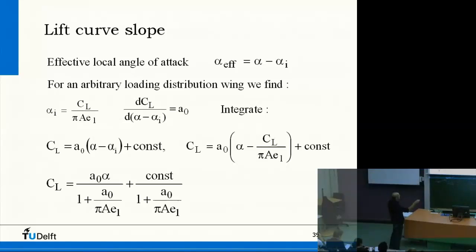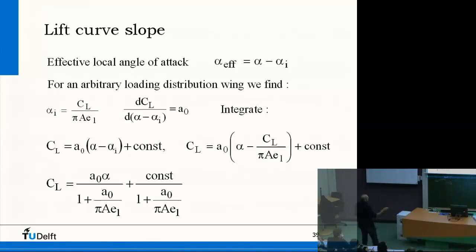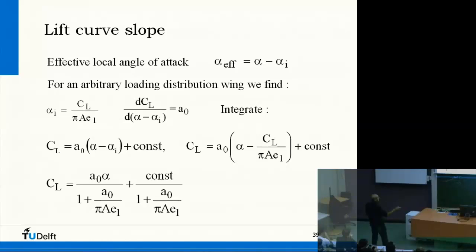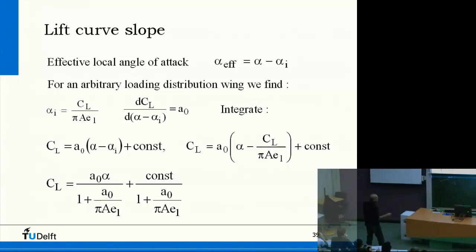Then we do alpha effective is a0. If we integrate this, then we get CL is a0 times this difference plus a constant. Or I write it like this. This alpha_i is the same as this one, right? So this constant can be taken from this one, and then we have here this expression of the CL of the wing.